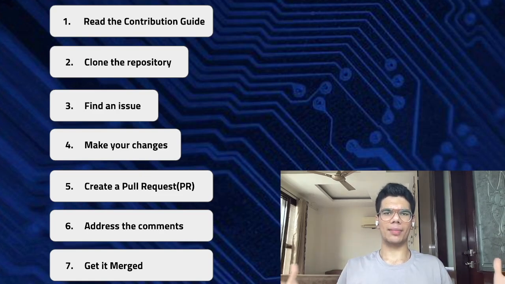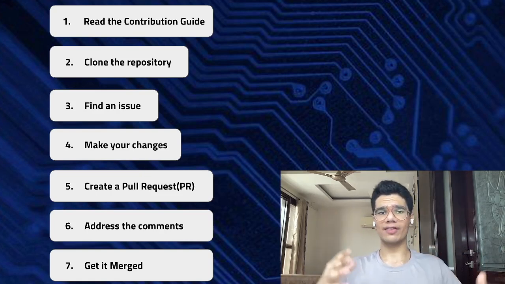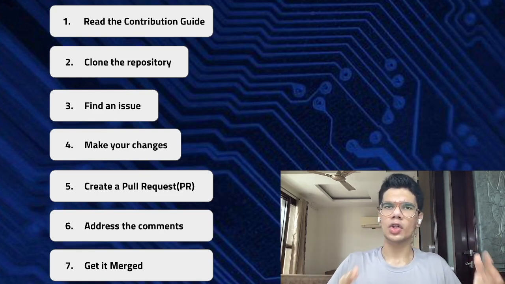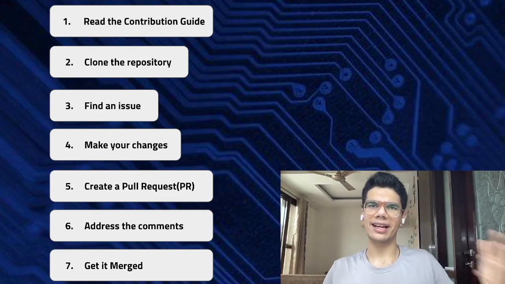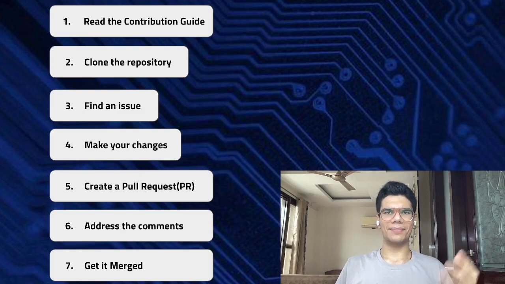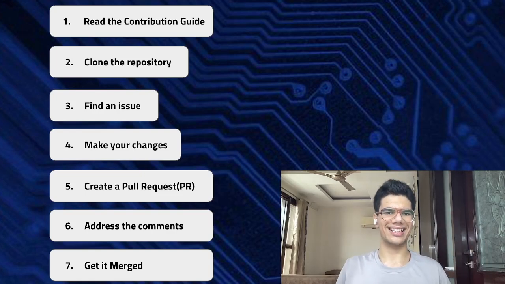Step 6, expect comments. Your PR will be reviewed by project maintainers, and you must expect feedback and constructive comments. Instead of getting intimidated by these comments, you should focus on resolving and replying to them. Sooner or later, your PR will get merged. Step 7, address comments. Revise your changes based on the feedback, commit the new changes, and update the pull request.